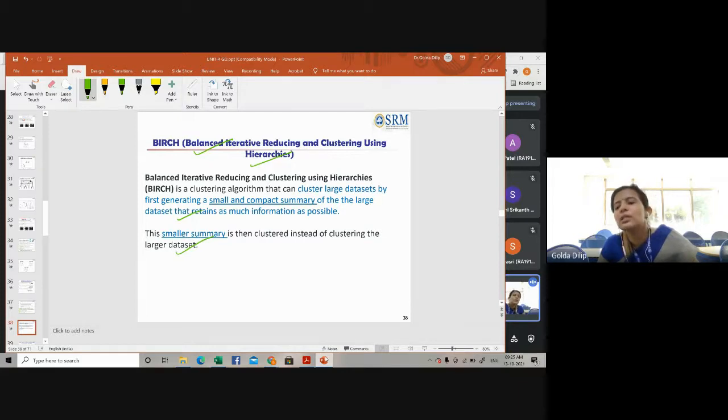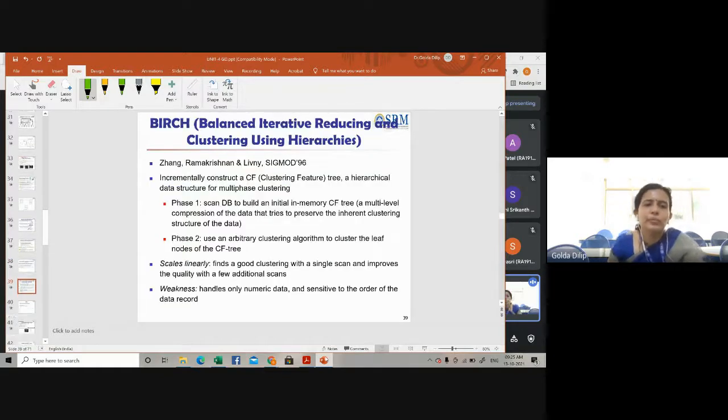Birch is often used to complement other clustering algorithms because it creates this summary data set. The other clustering algorithms can make use of that representative set for further analysis. That's what Birch is all about. These are some additional features.